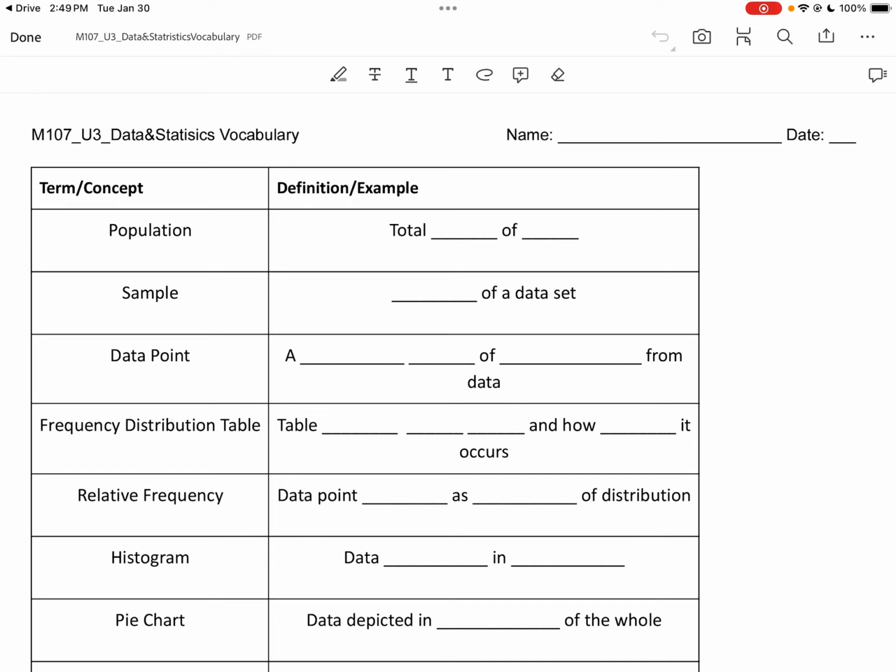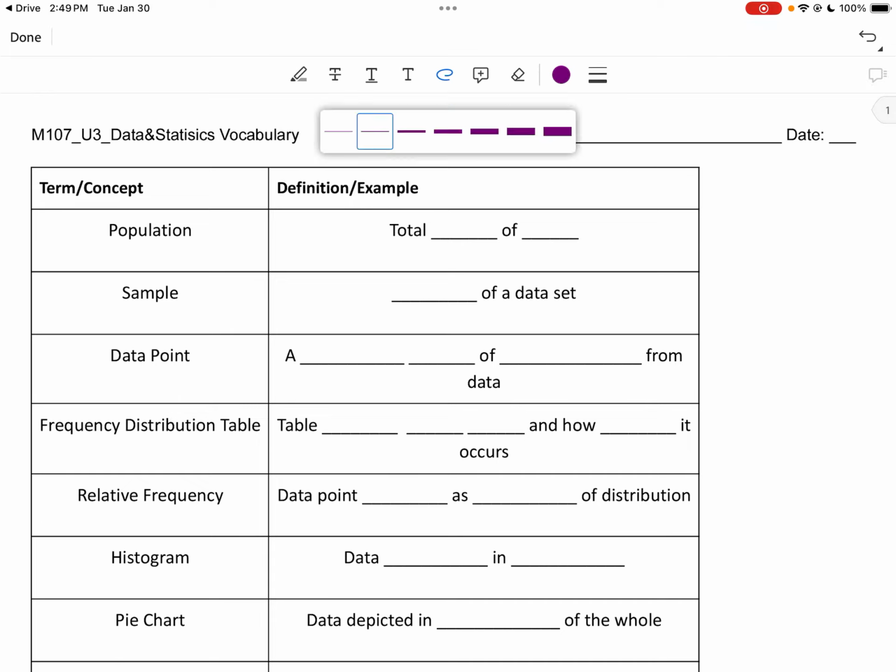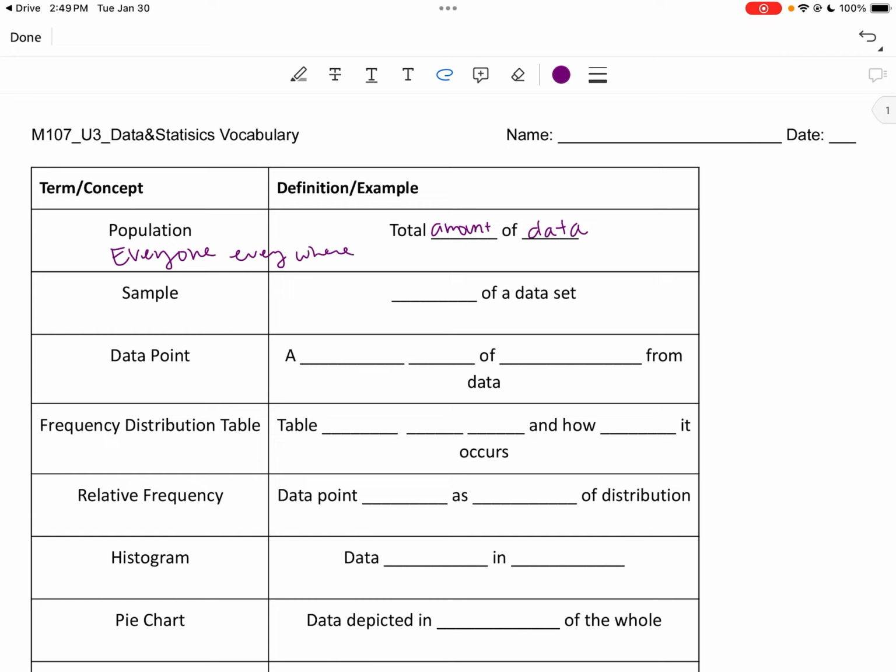So our vocab for this unit, first term that we've got is population. And so in terms of data and statistics, the population is your total amount of data. Okay, and so a population is literally like everyone everywhere. It is the true total.